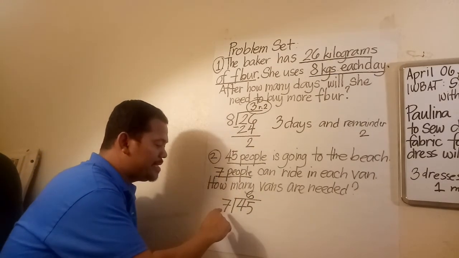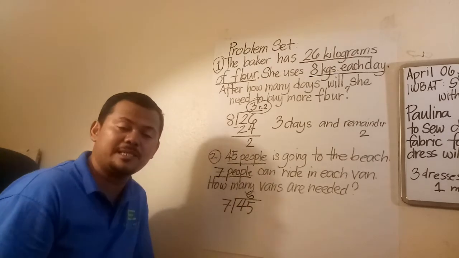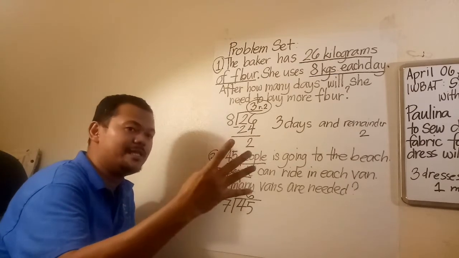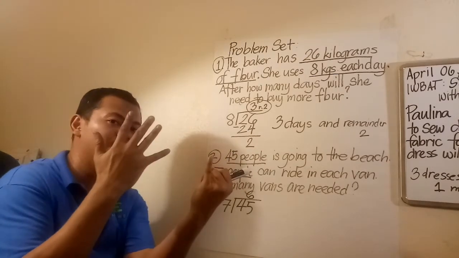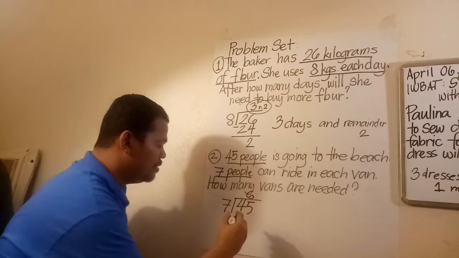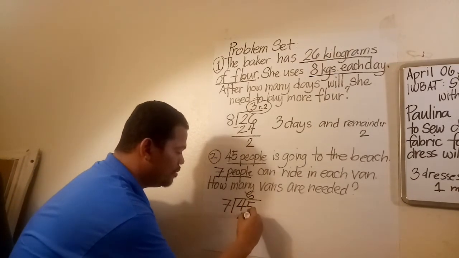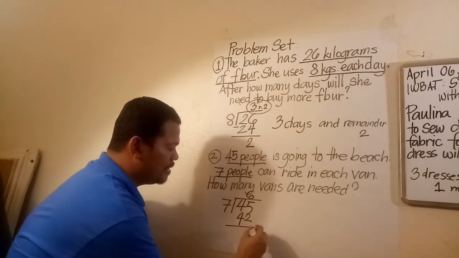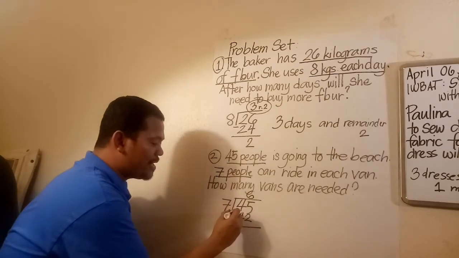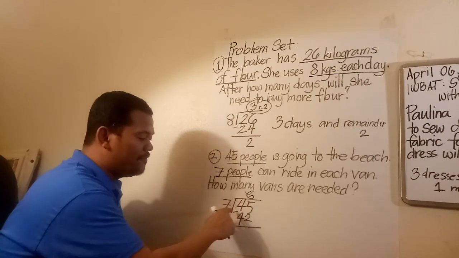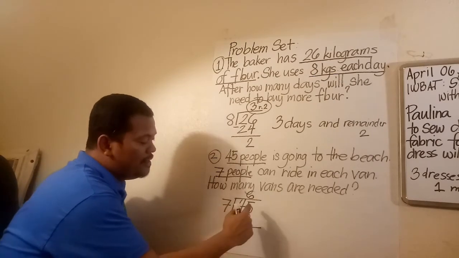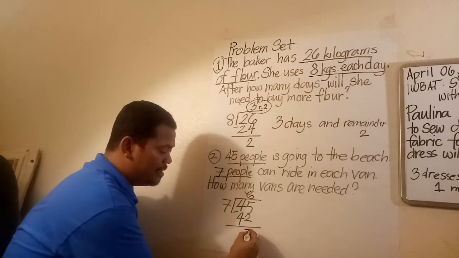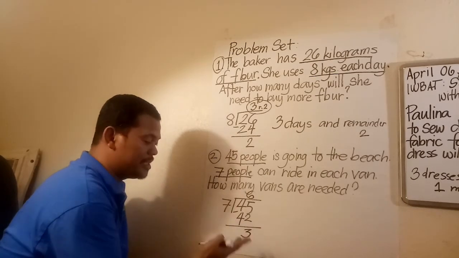Let's try to multiply 7 times 6. Let's count again by 7. 7, 14, 21, 28, 35, 42. How much? 42. Right here, 42. 7 times 6 is equal to 42. Then we are going to subtract them. 45 minus 42. 5 minus 2, how much? It's 3. 4 minus 4, it's 0.